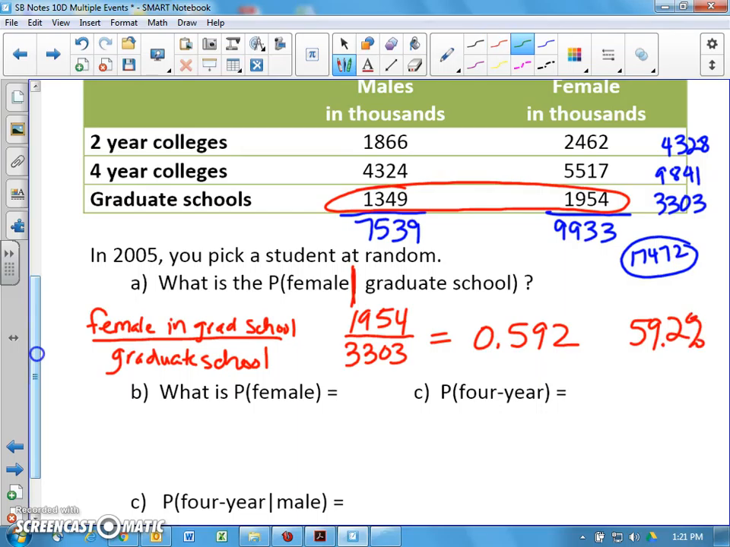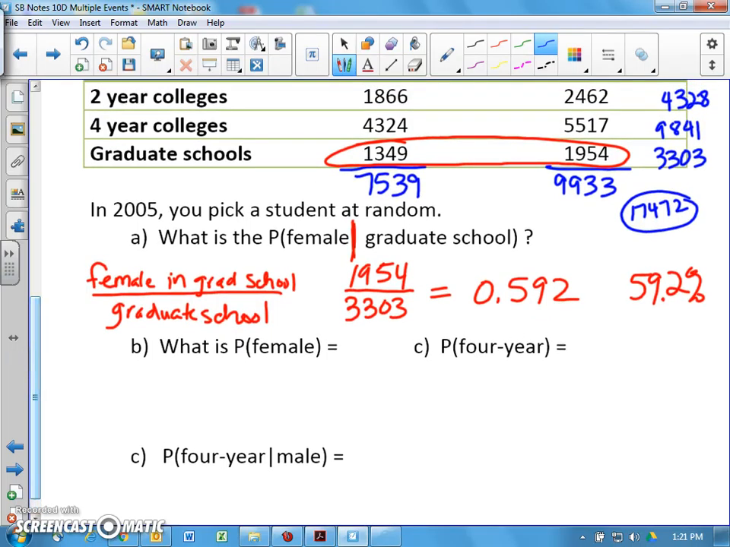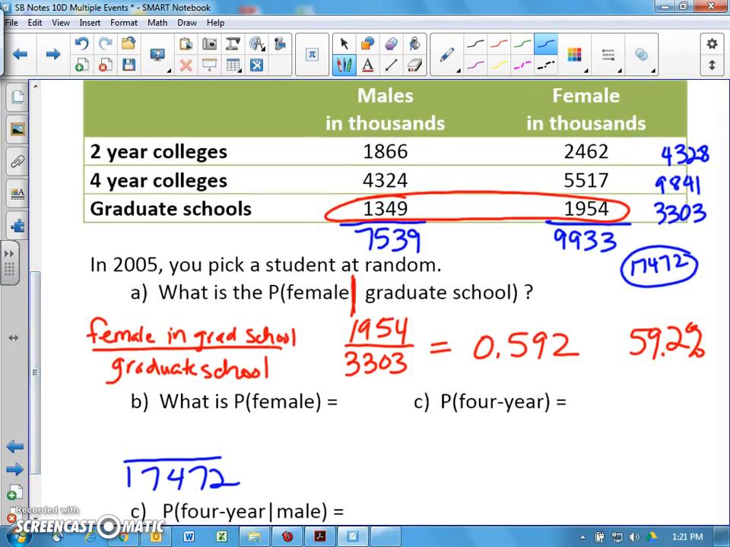Okay, so let's look at female. If we just want the probability that a student is female, notice we don't have the line, so we're not looking at a subset. We are looking at all of these students. So in this case, our denominator is going to be the full 17,472, and I want to know that they're female, so I'm going to look at the female column right here and take our total there, which is 9,933. Dividing these out, we're going to get 0.569, or about 56.9%.